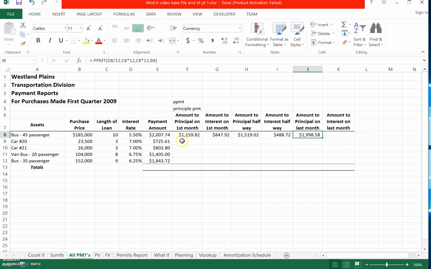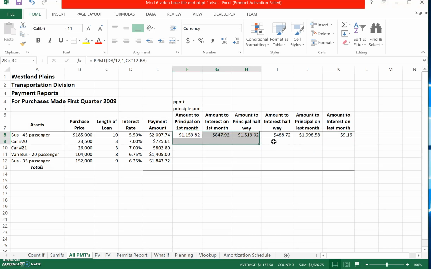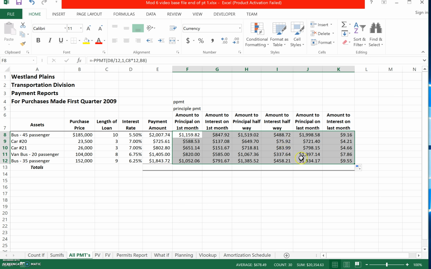So on that last payment, hey, that's a good thing. Out of the $2,007, $1,998.58 goes to actually paying off my actual loan. And negative IPMT will show that it's only a few dollars that's going to go to the pockets of the bank. And one more. So they only get $9 on the last time. Okay. And again, because these are only cell referencing, so relative references, I could drag these all down and it'll work for all these pieces.